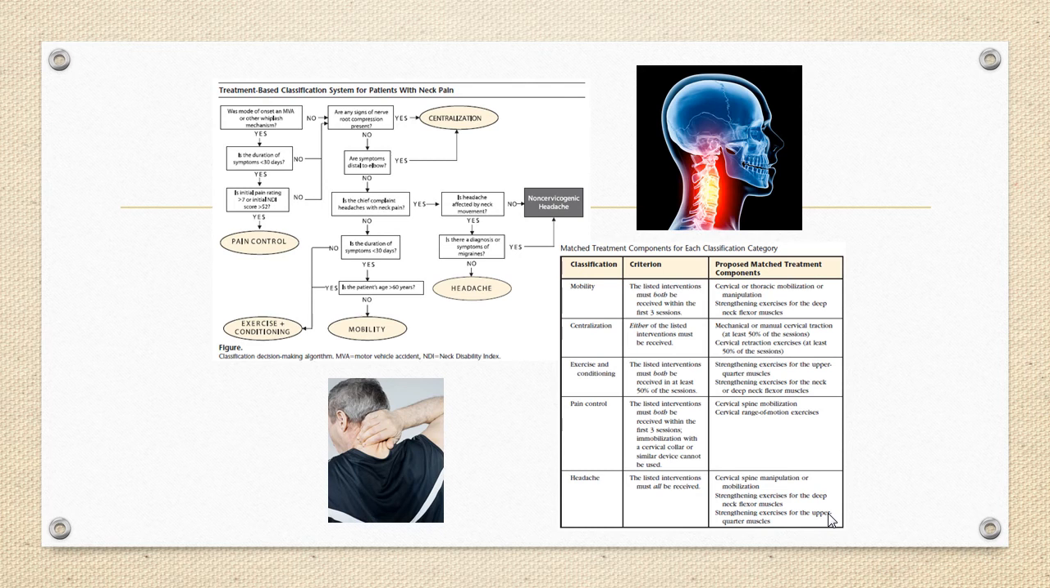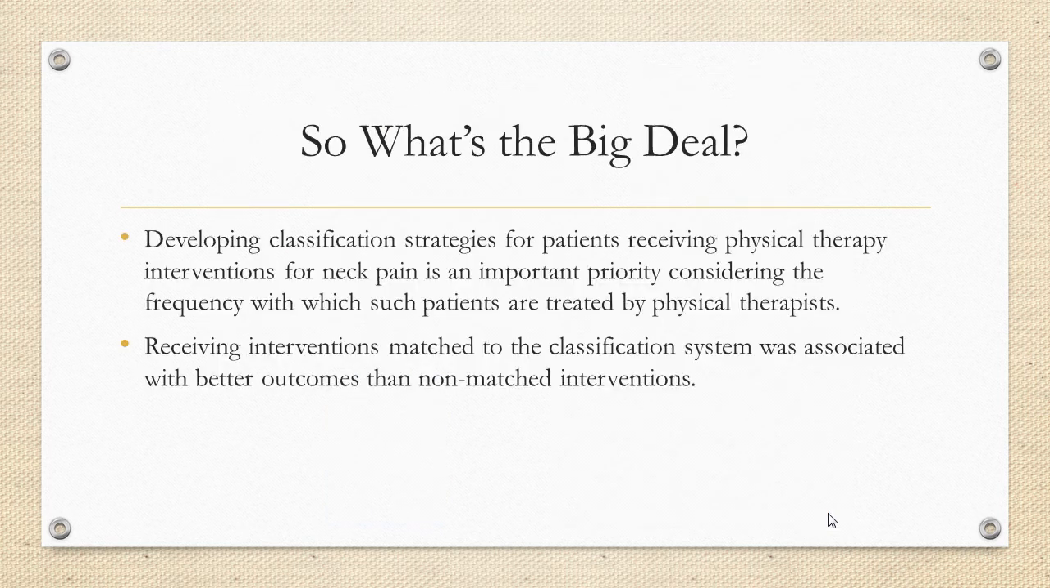The centralization classification had the largest number of patients, followed by exercise and conditioning, mobility, headache, and pain control. When the data was analyzed, 42% of patients received matched treatments. 59% did not. But the matched interventions showed greater changes in the Neck Disability Index and the pain rating scores.